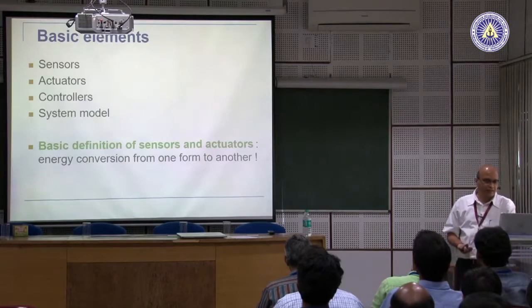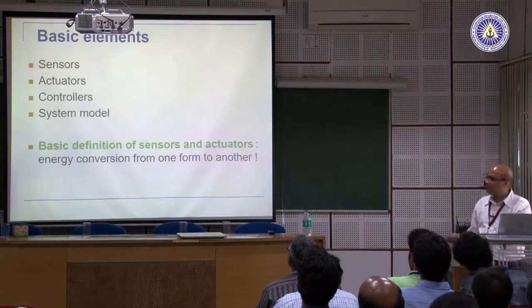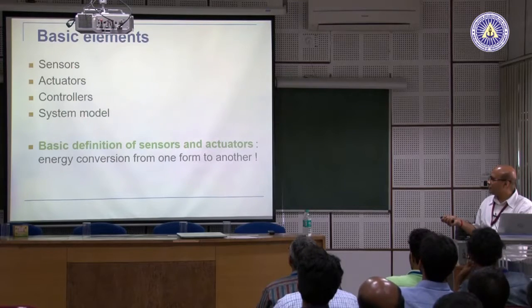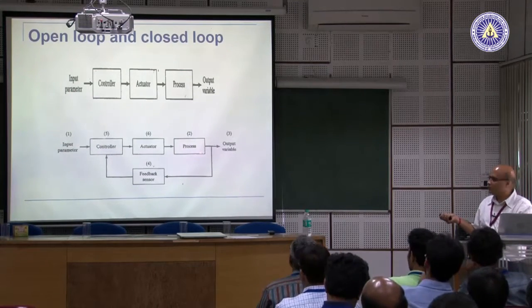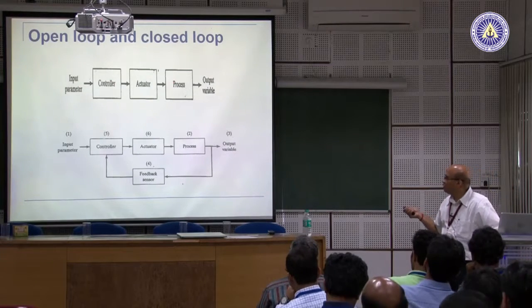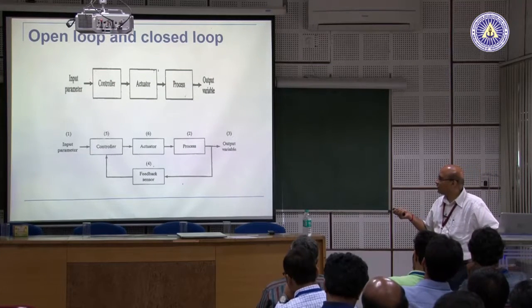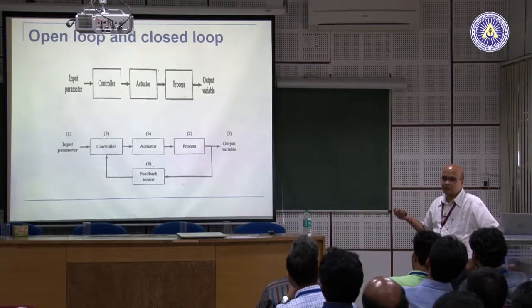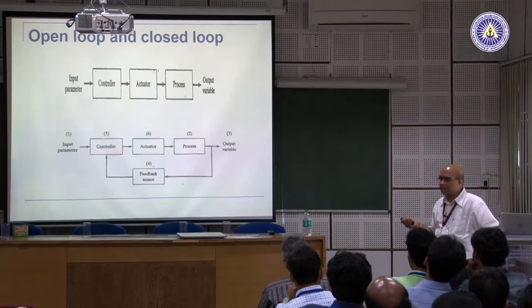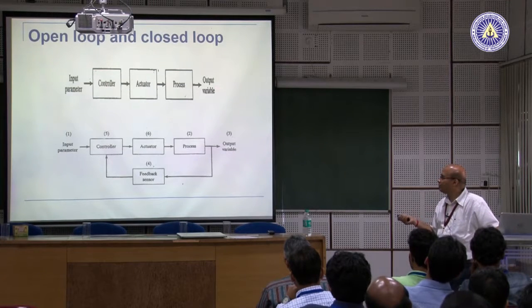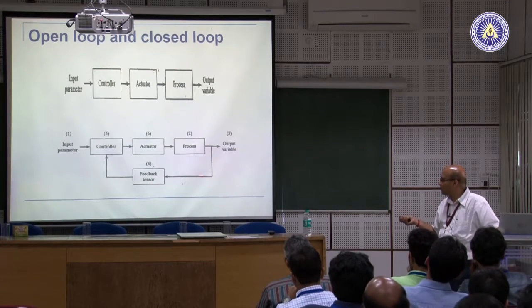Okay, so there are essentially four elements: sensors, actuators, controllers, and system model. And we have two kinds of control loops. One is an open loop, another is a closed loop. In open loop control, there is no feedback. Obviously this is much cheaper because there is no feedback. Industries which are not interested in very accurate control still use open loop control. This is closed loop control. When you want very accurate control, then you need to use feedback control.